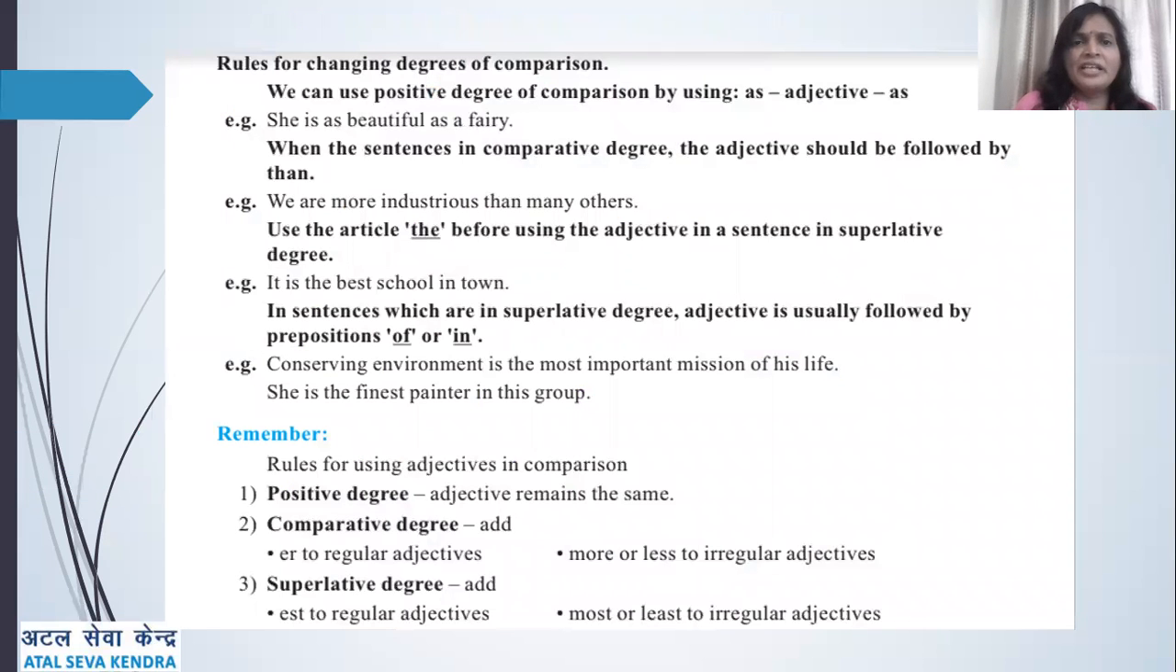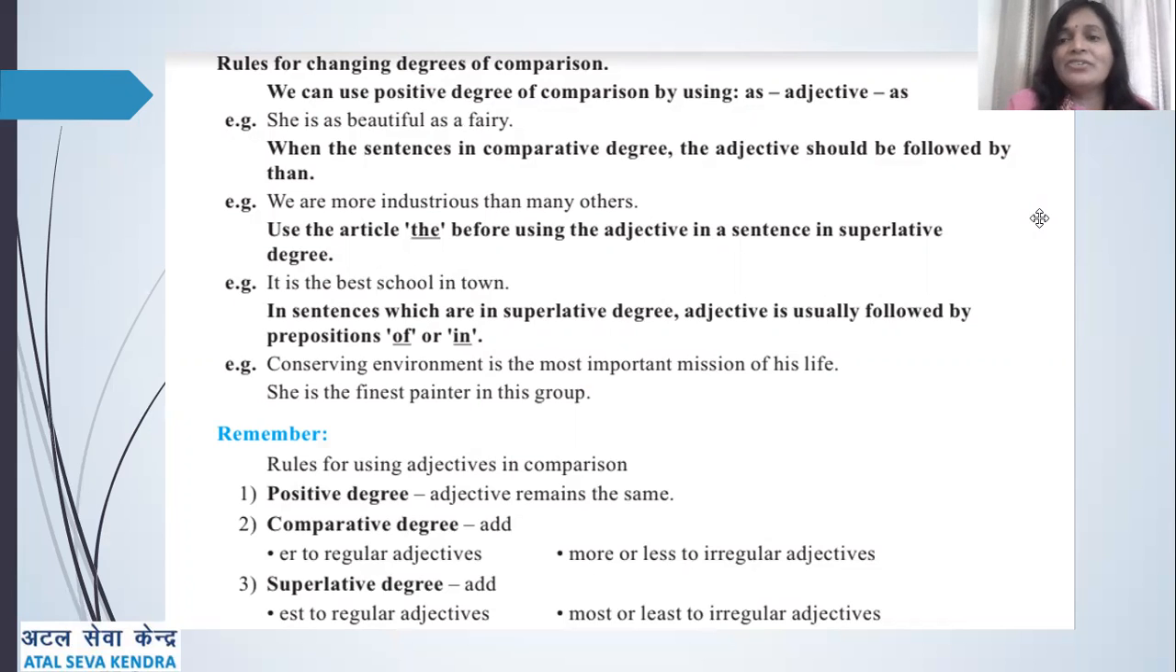Rules for changing degrees of comparison. We can use positive degree of comparison by using as followed by adjective, as again. Let me illustrate it. She is as beautiful as a fairy. When the sentence is in comparative degree, always remember the adjective should be followed by than.